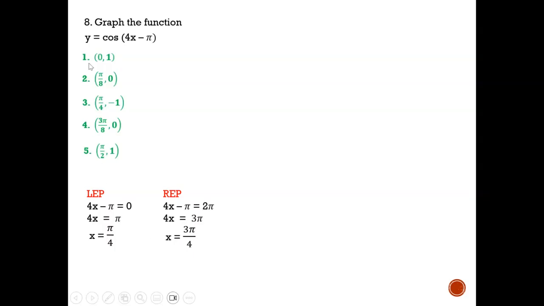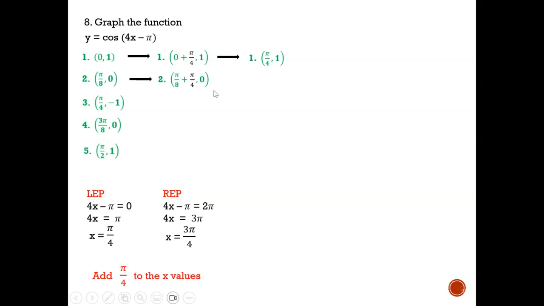So my first point, instead of being 0, is going to be pi over 4, which means that I'm going to add pi over 4 to every x value on the point there. So I'm going to add 0 plus pi over 4, 1, which will give us pi over 4, 1. I'm going to add pi over 4 to pi over 8, right? If we add these, it's going to give us 3 pi over 8, 0.